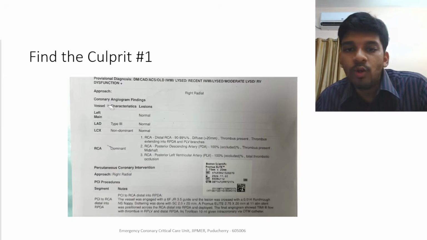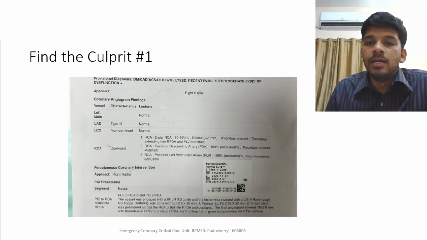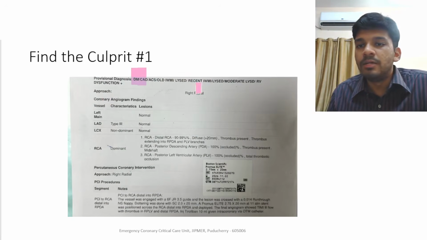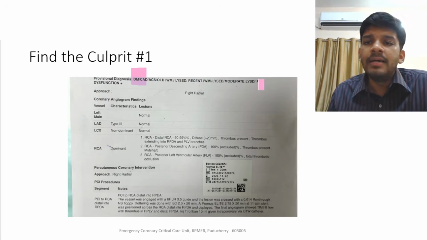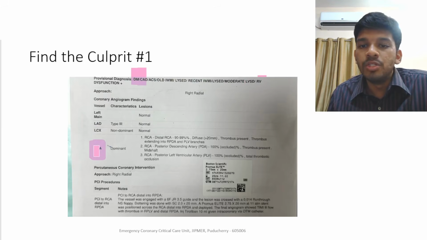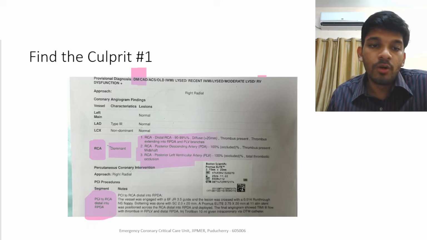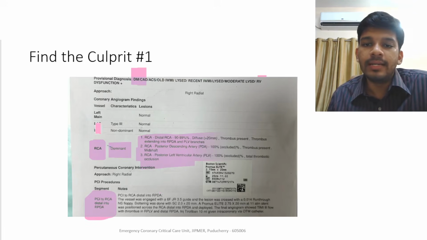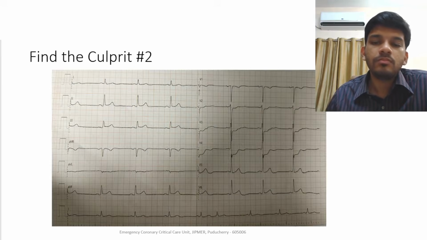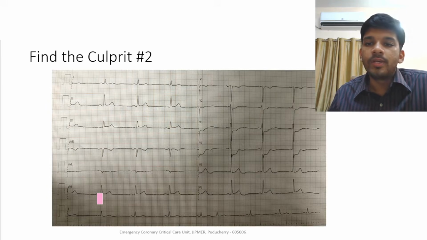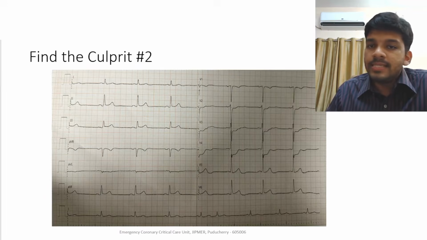Now look at the coronary angiogram finding. This was a diabetic male with an inferior wall MI having RV dysfunction. So it is definitely a right coronary artery occlusion with involvement of the branches of the right coronary artery. A PCI was done to the right coronary artery, and the LAD and LCX were normal.